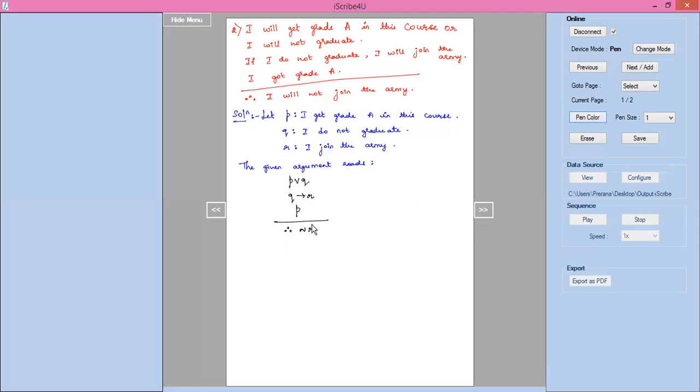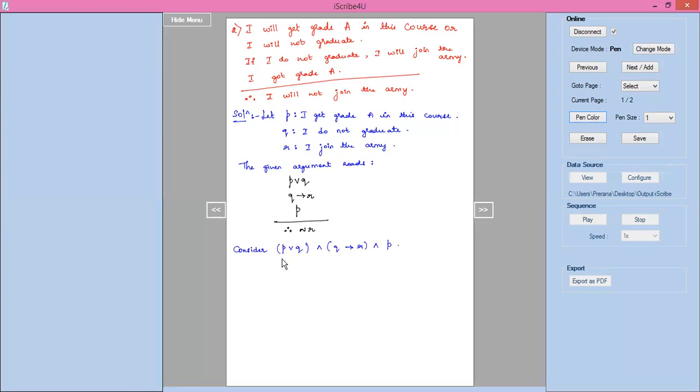Now we will check whether this is a valid argument or not. Between each of these premises, we have to try to arrive at negation R. If we arrive at negation R, the given argument is valid, otherwise it is invalid. So we will take the premises: P or Q, and Q conditional R, and P.